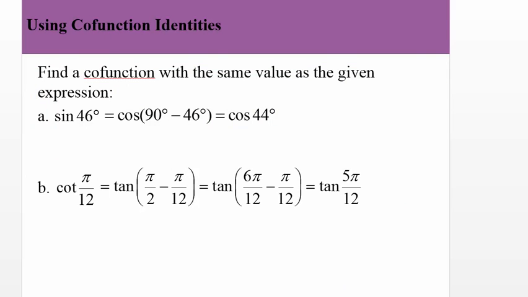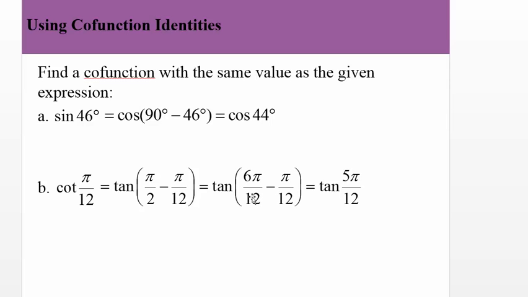All right, so one more example here is the sine of 46 degrees. Using the cofunction identities, it is equal to the cosine of 90 minus 46 degrees, which is the cosine of 44. And then they took the cotangent of pi over 12 and said, well, that's 90 minus that, or pi over 2 if we're talking radians, minus pi over 12.